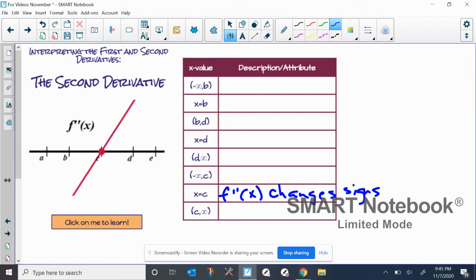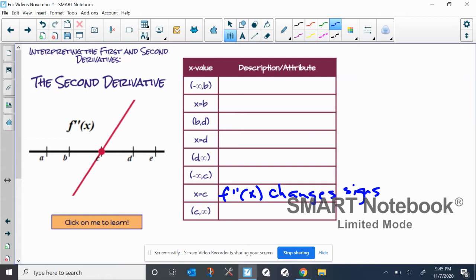So on the graph of the first derivative at x equals c, f prime was changing from increasing to decreasing or decreasing to increasing. And on the original, f of x was changing concavity. So it was a point of inflection. When you're doing a point of inflection, you don't really care if you're changing from concave down to concave up or up to down. You just care that it changes signs. Although I could say in this case, f double prime of x changes from negative to positive.